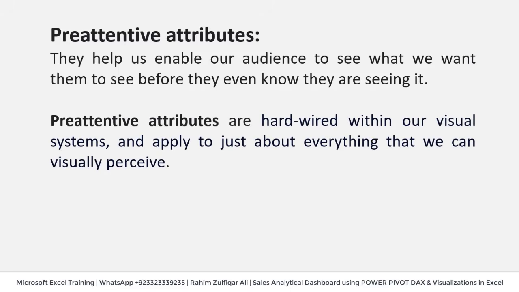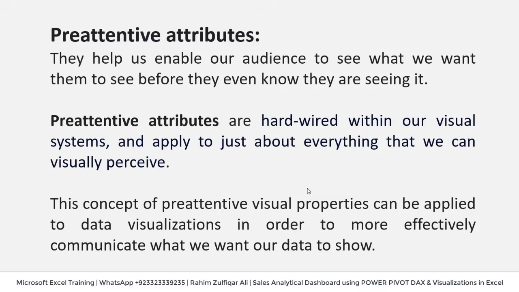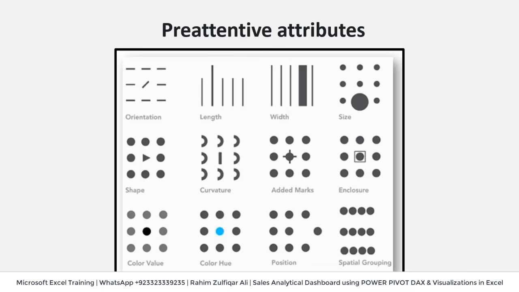Further, pre-attentive attributes are hardwired within our visual system and apply to just about everything that we can visually perceive. This concept of pre-attentive visual properties can be applied to data visualizations in order to more effectively communicate what we want our data to show. So here are some examples of pre-attentive attributes.